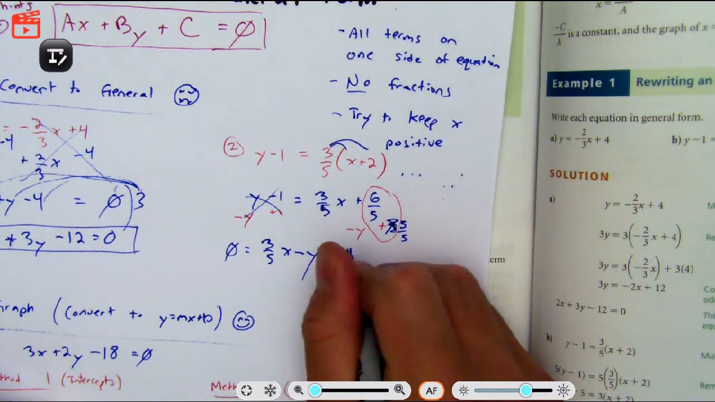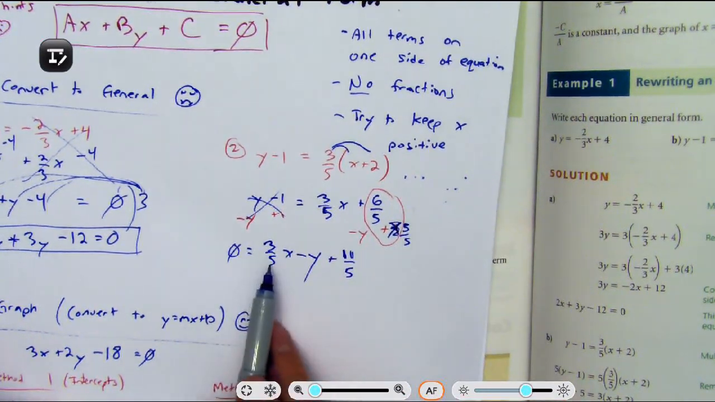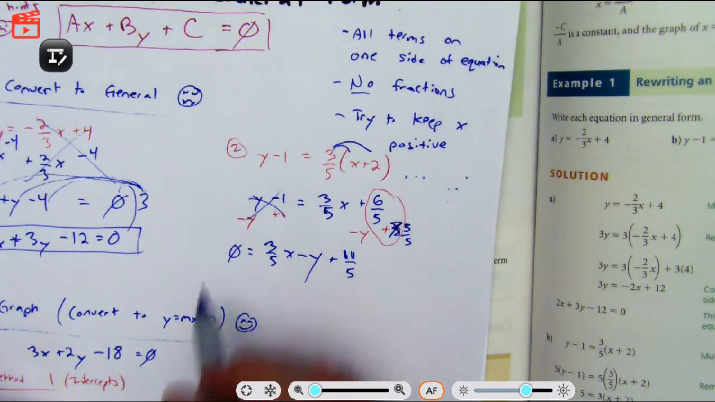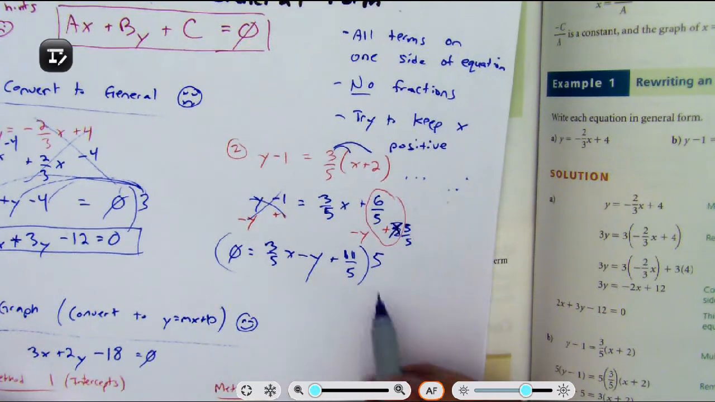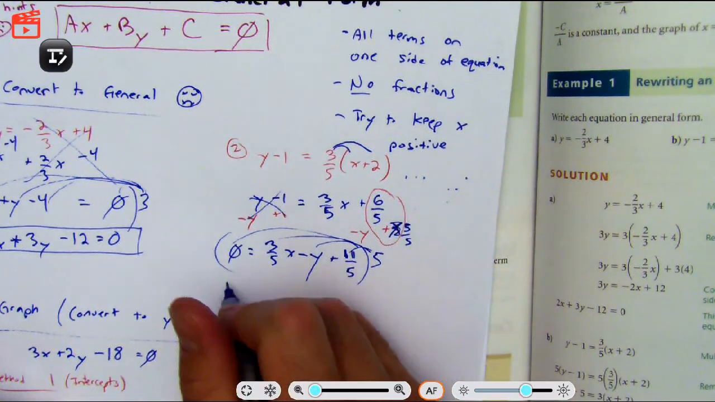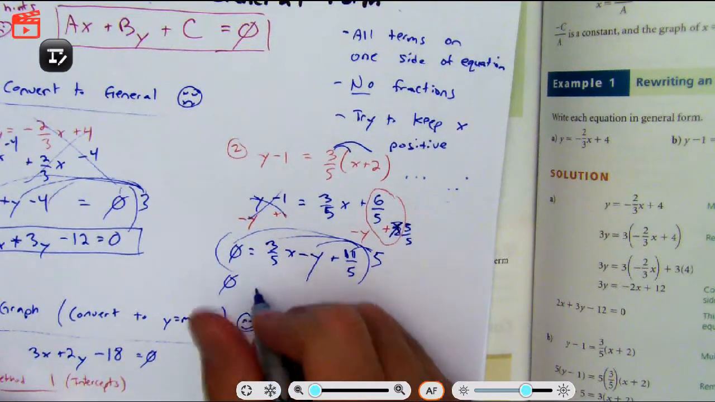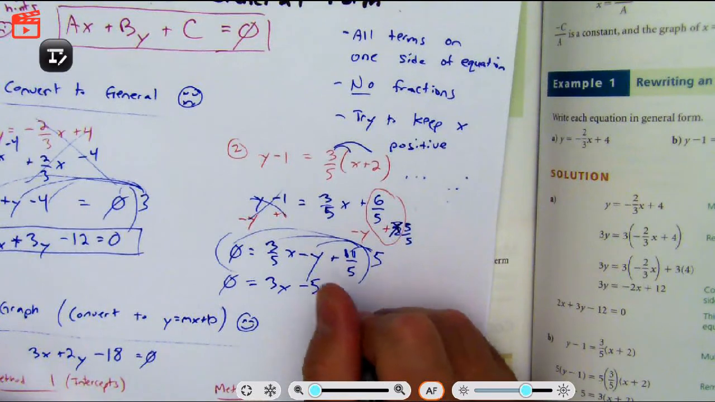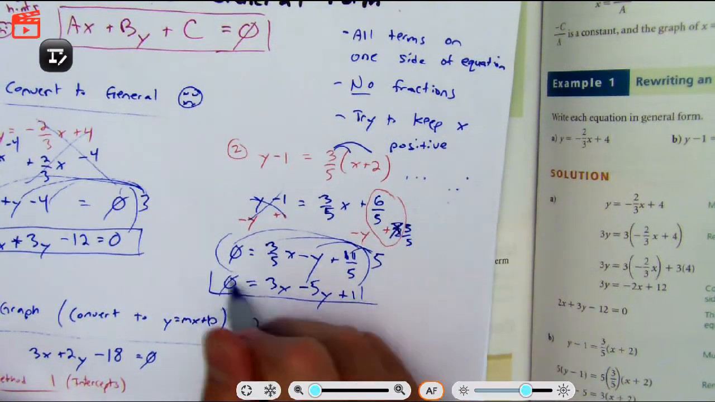Okay. But now we have two terms that are both fractions. We need to multiply this whole thing by 5 to get rid of that. So the 0 by 5, every single term, all 4 terms, multiply them by 5. So it's still going to be 0 equals 3x minus 5y plus 11. Now we're in general form.